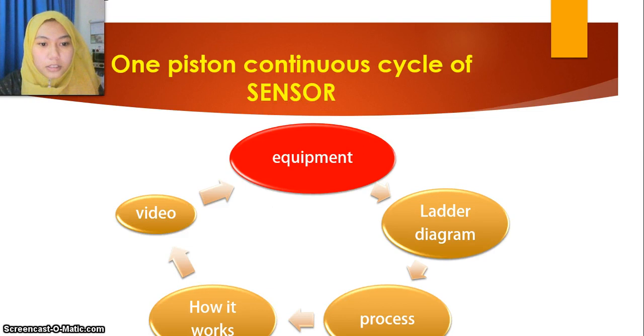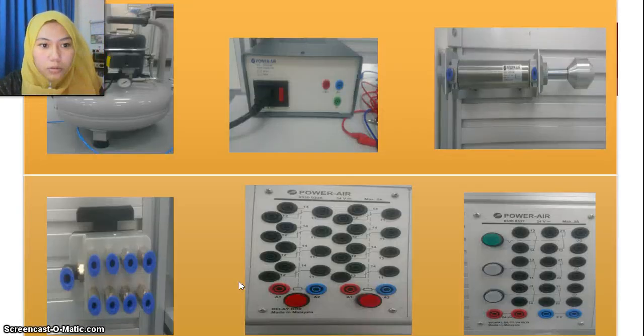Okay, before I start this assignment about the one piston continuous cycle of the sensor, I will explain about the equipment that is used in this assignment, the ladder diagram that functions in the electro circuit, the process, how it works, and the video I will also show.